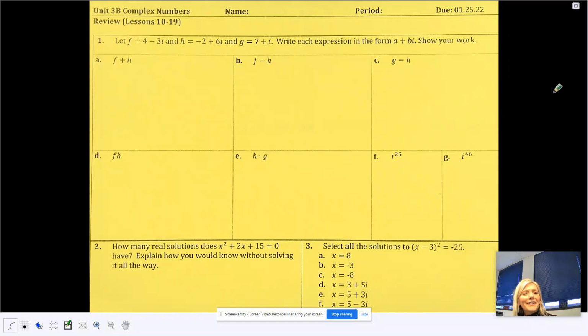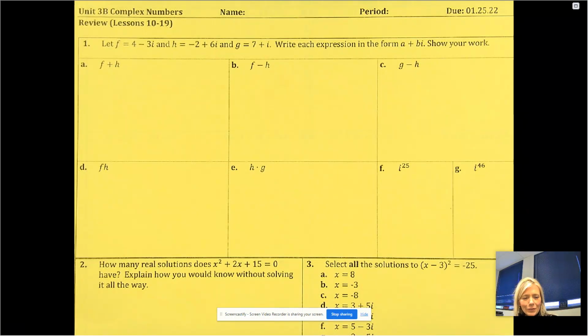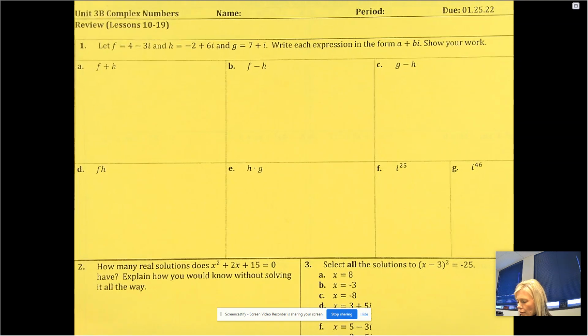Hey, Ms. Smart here to go over your review for the Unit 3 Complex Numbers Assessment. All right, so let's get started. The first section is on addition, subtraction, and multiplication for complex numbers.